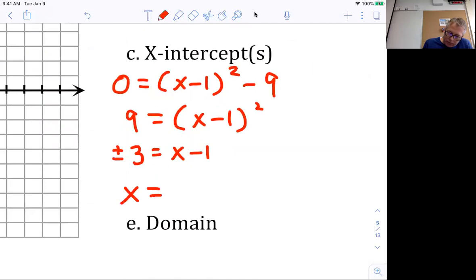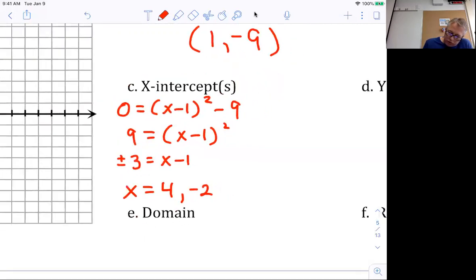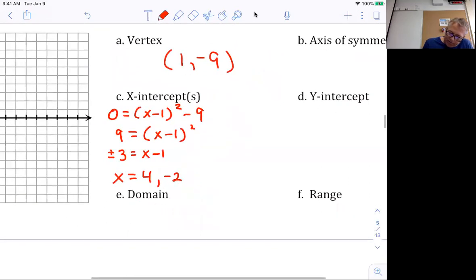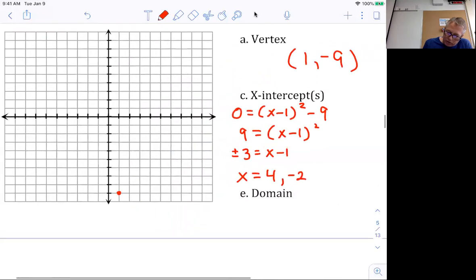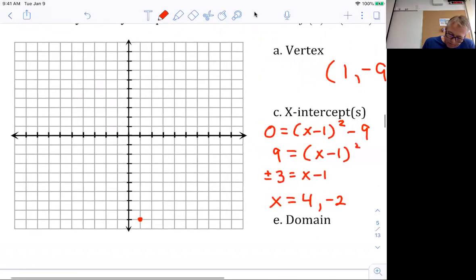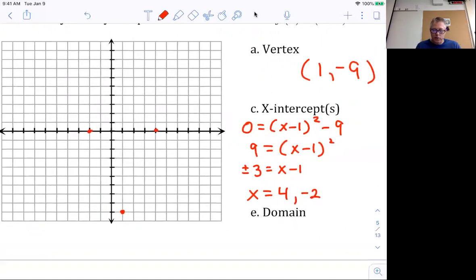So my x values are going to be +3 plus 1, which is 4, and -3 plus 1, which is -2. So I have 2 x-intercepts. They're at 4 and -2. So I'll put those here, one at 4, one at -2.